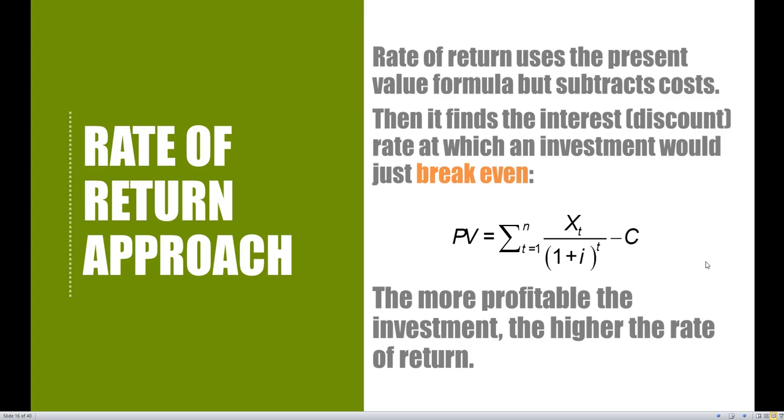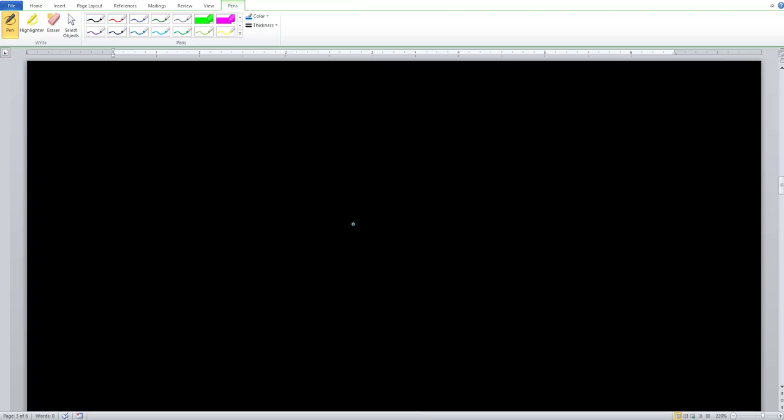The final formula that we take a look at is called the rate of return approach. And in this one, we're not interested in finding the present value. We're actually interested in finding the interest rate that is going to cause the entire project or investment to break even. So as before, let's go ahead and break down each of these components and do an example so you guys know exactly what to do.